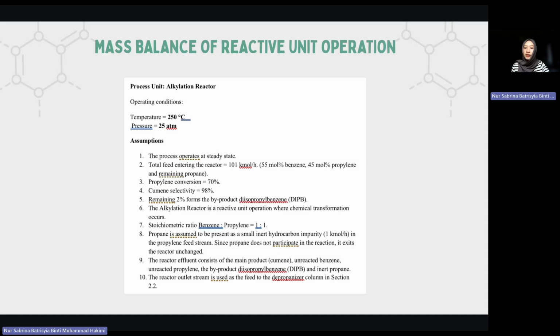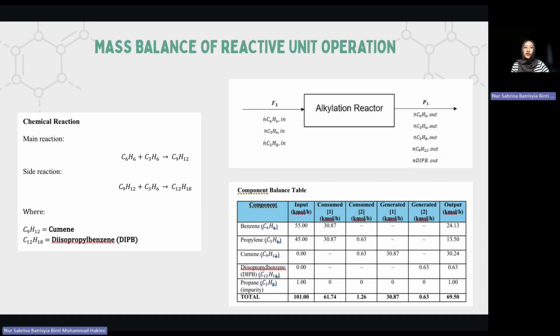Then the total feed entering the reactor is 101 kilomole per hour, consisting of benzene, propylene, and a small amount of propane impurity. Then the propylene conversion is assumed to be 70%, with 98% selectivity towards cumene, while the remaining 2% forms DIPB. Propane is treated as an inert impurity, so it does not participate in the reaction and leaves the reactor unchanged. So there are two reactions for cumene and mass balance.